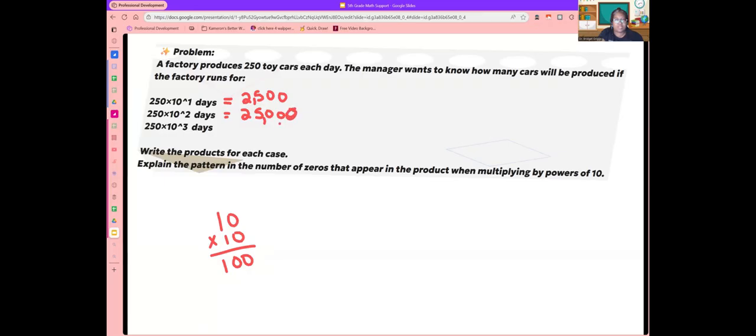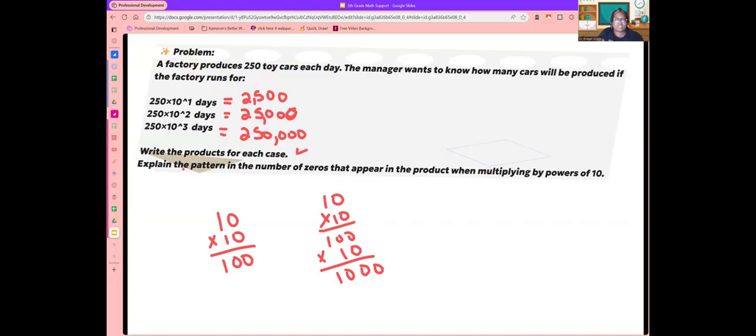25,000. And 10 to the third power is 10 times 10 times 10. So 100 times another 10. So 1,000. 1,000 has 3 zeros, so we'll be adding 3 zeros to the end of 250. So 1, 2, 3. So for 3 days, that would be 250,000. We have now written the product for each case.